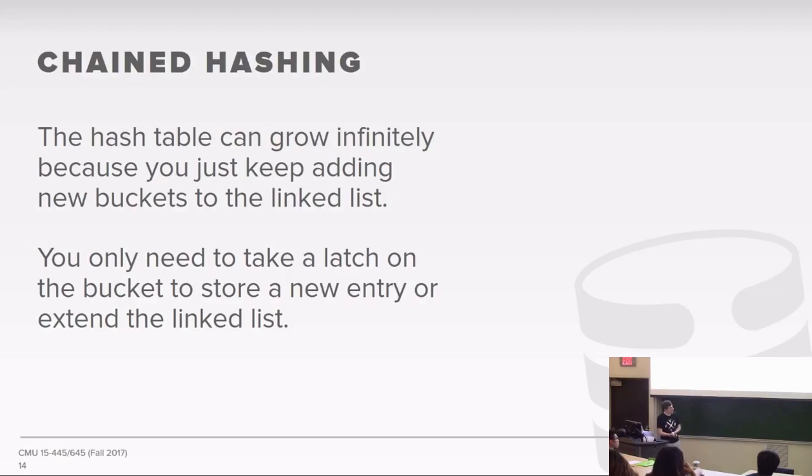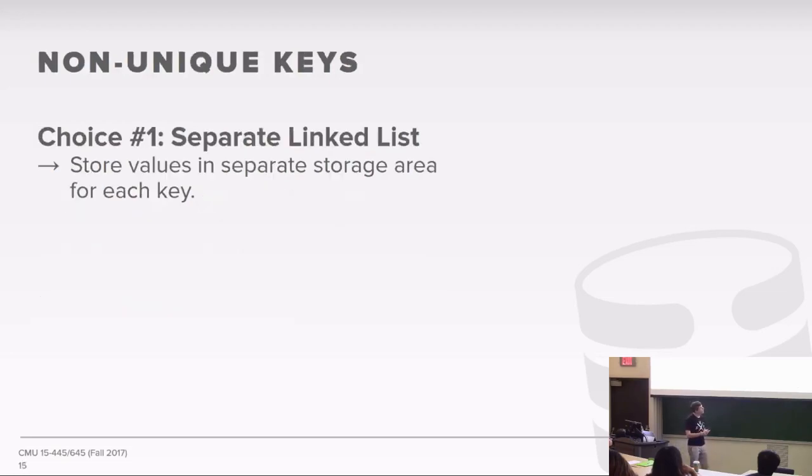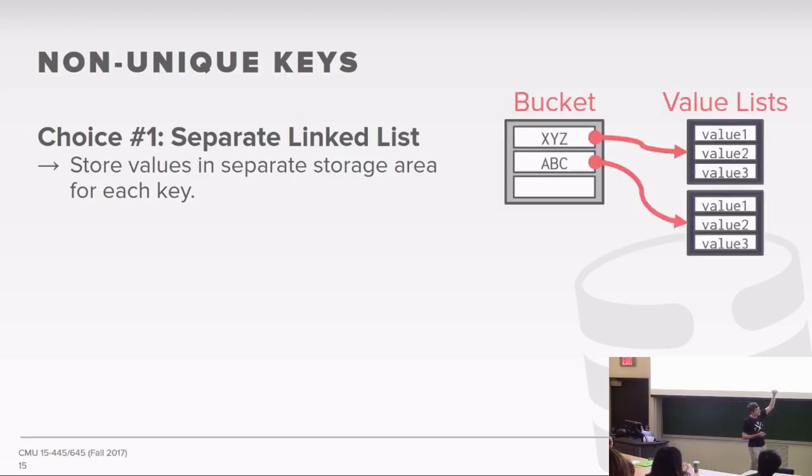So to handle non-unique keys, there are two ways we can do this. The first is that we can just maintain a separate linked list for every key of all their different values. Let's say that we have our bucket and we have two keys, XYZ and ABC. Instead of inlining the different values in each element in the bucket, it's just a 64-bit pointer to some other page that has all the values for each corresponding key. Now if I want to find whether this key exists, I only need to look at one entry in my bucket. I need to scan the bucket list, but I don't need to go through all the individual values. So this will make searching much quicker.